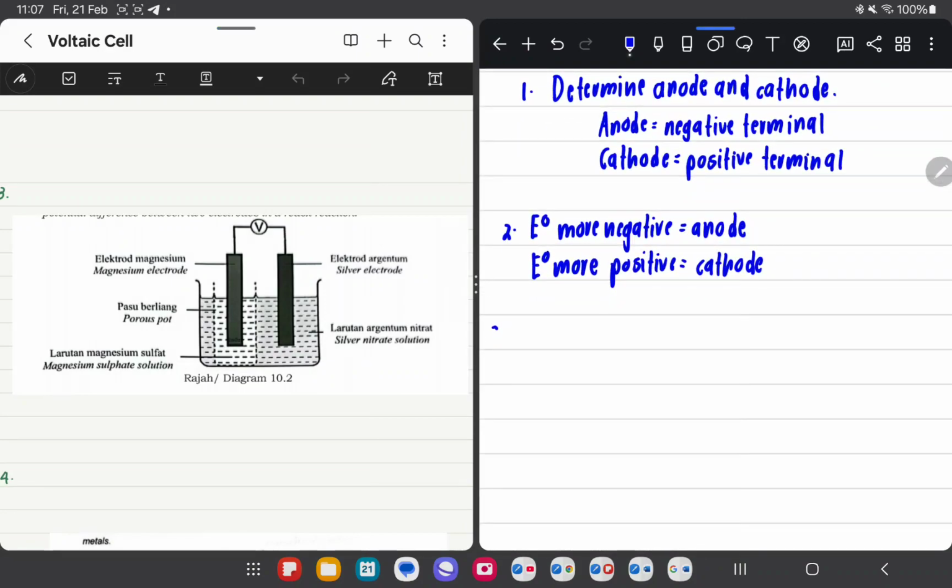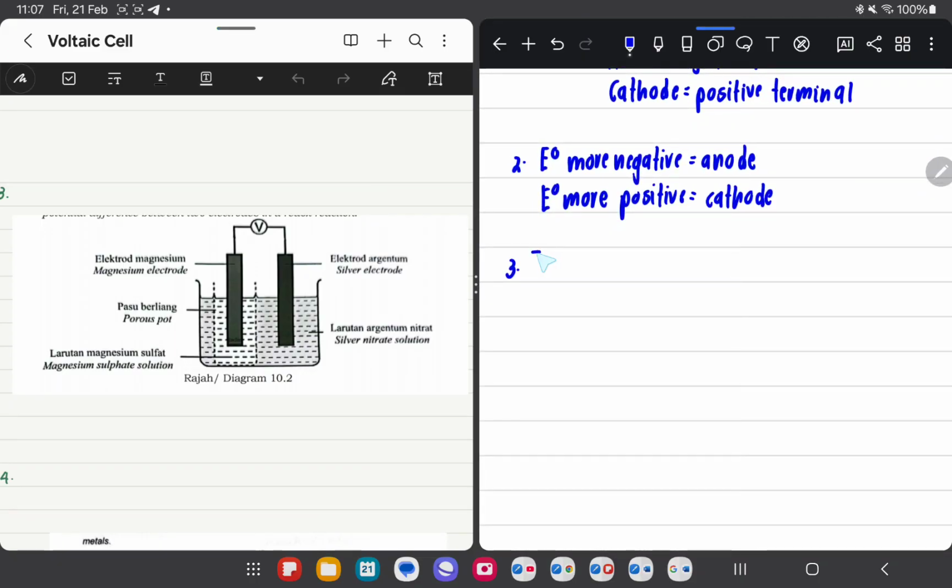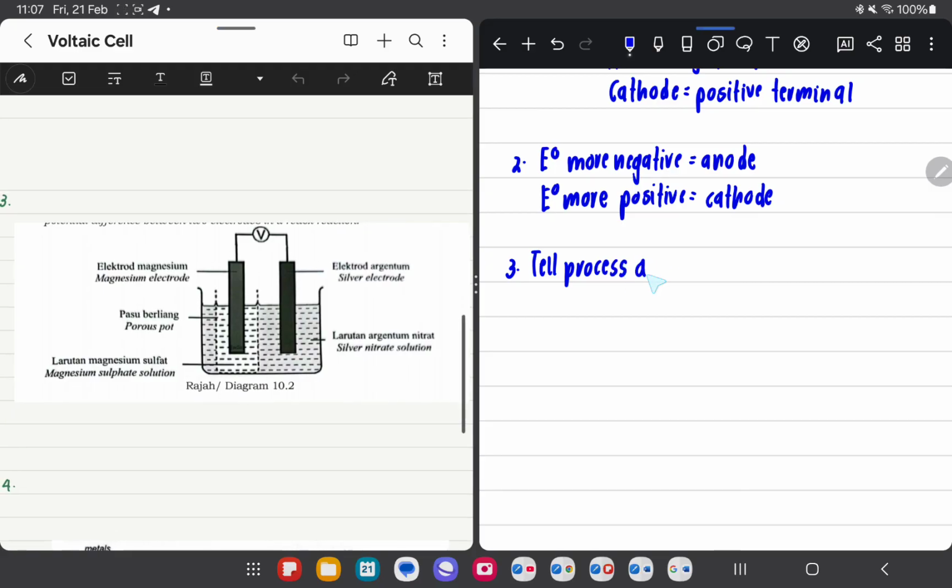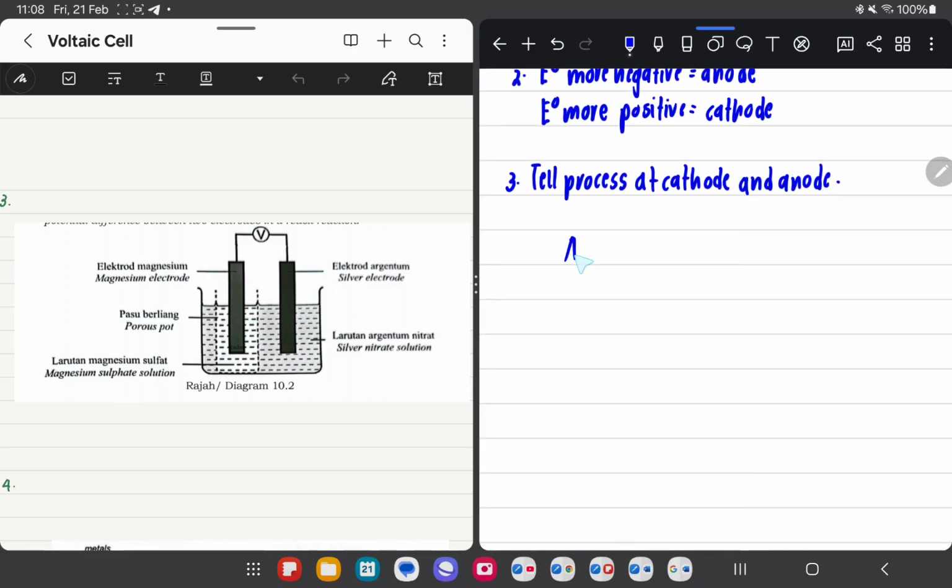Then your third one is the process. You should tell the process that occurs at the anode and cathode. The process that occurs is only 2, either reduction or oxidation. So how to remember what happens at the cathode and what happens at the anode? I have a mnemonic. I would say it like this: anox, red cat.